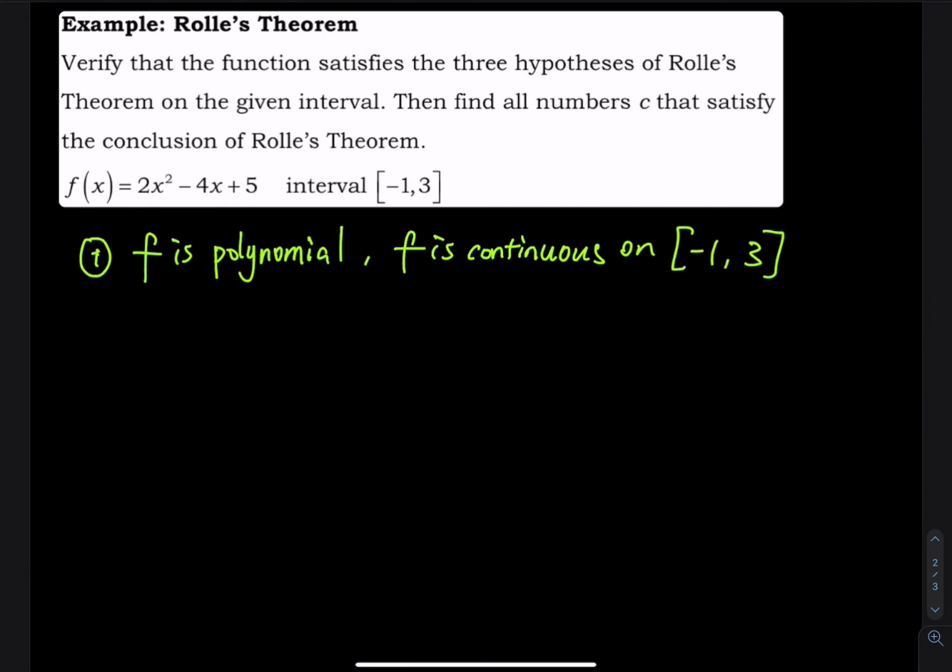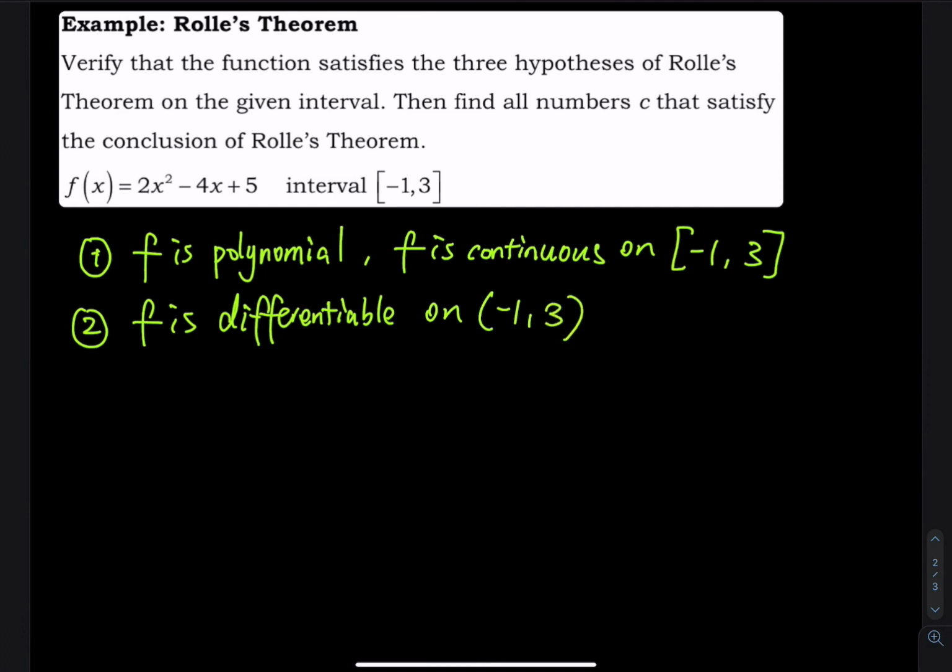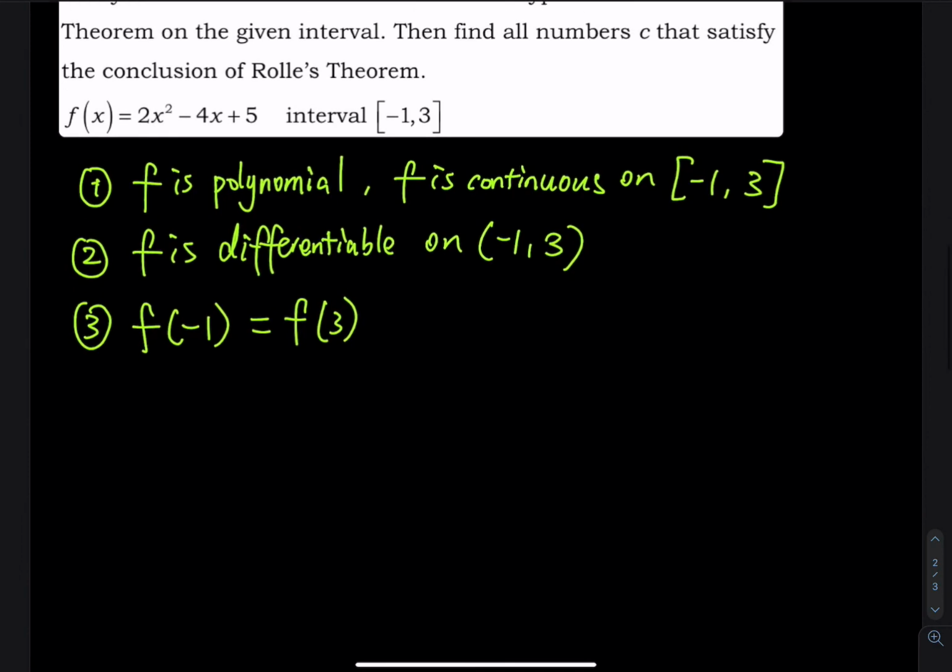All right, so number 2, this is a parabola, right? A parabola is differentiable everywhere. So f is differentiable from -1 to 3. And then what is the next thing? Number 3, we have to check that f of -1, f of a, is equal to f of b, right? How do you check that? You plug it in to see if they have the same value.